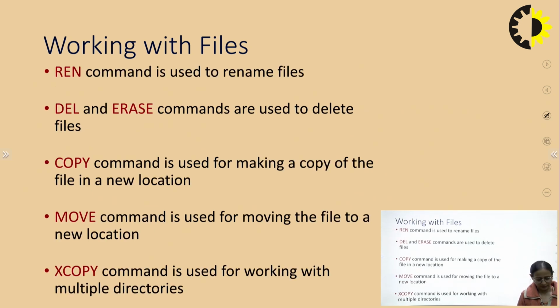So how do we work with files? The commands for working on files and for directories or subdirectories are totally different. We have already seen one example where we want to remove a file or delete a directory. If we want to rename a file, we have the command ren. For deleting a file, we have the commands del and erase. For copying, the copy command is used for making a copy of the file to a new location. For moving a file from one location to another, I have the command move, and xcopy is used for working with multiple directories.